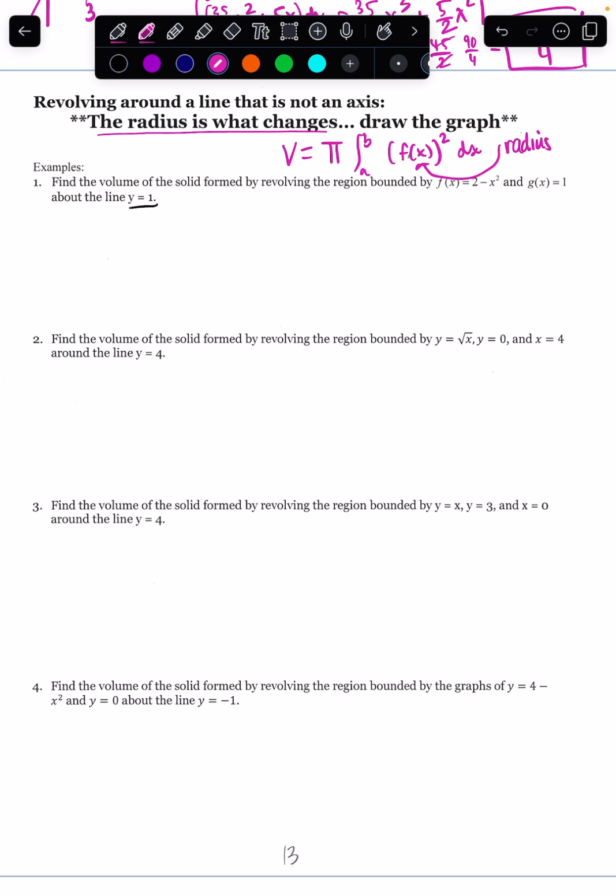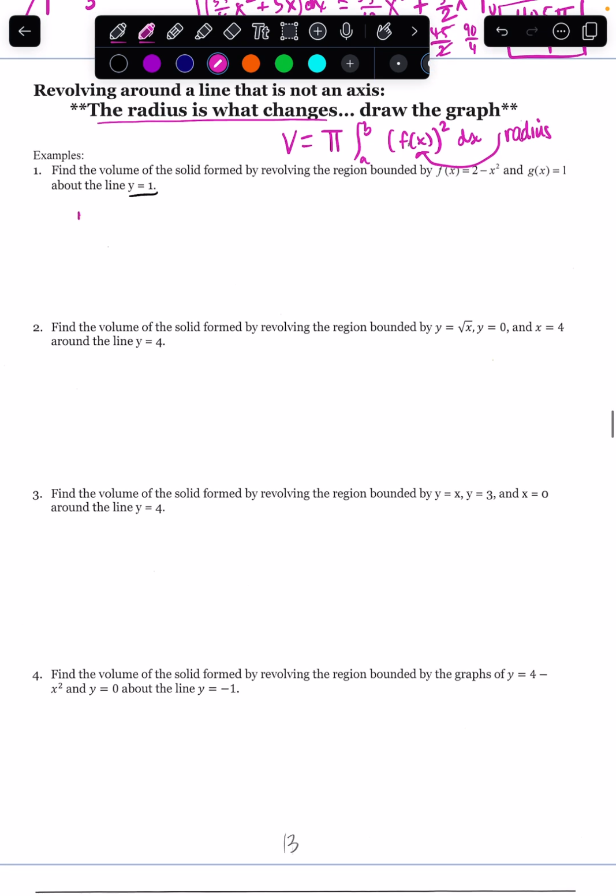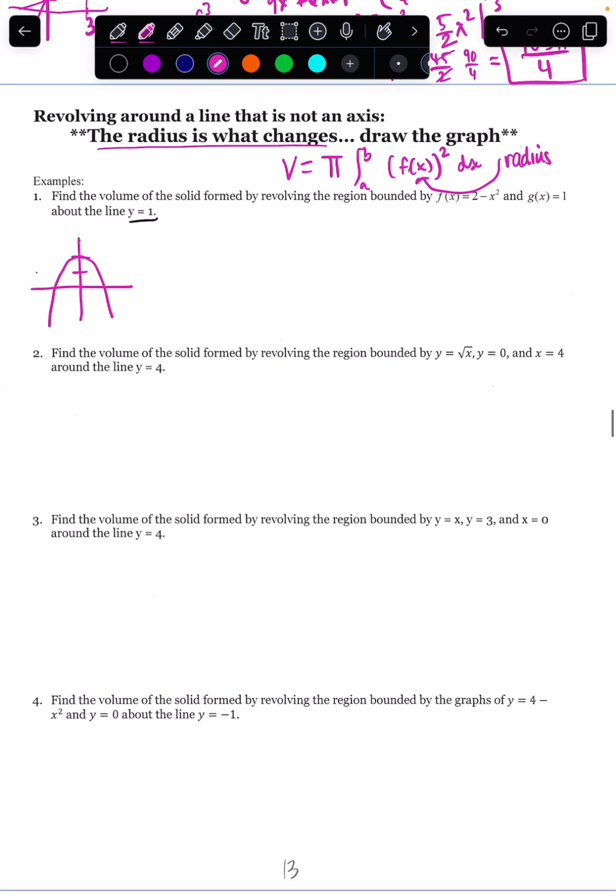Okay, so start with a picture. We have 2 minus x squared, which looks like this, and g of x equals 1, which looks like this. So it's this region. We're revolving around the line y equals 1, so we're revolving around this line. You're revolving right there. So this is your radius.